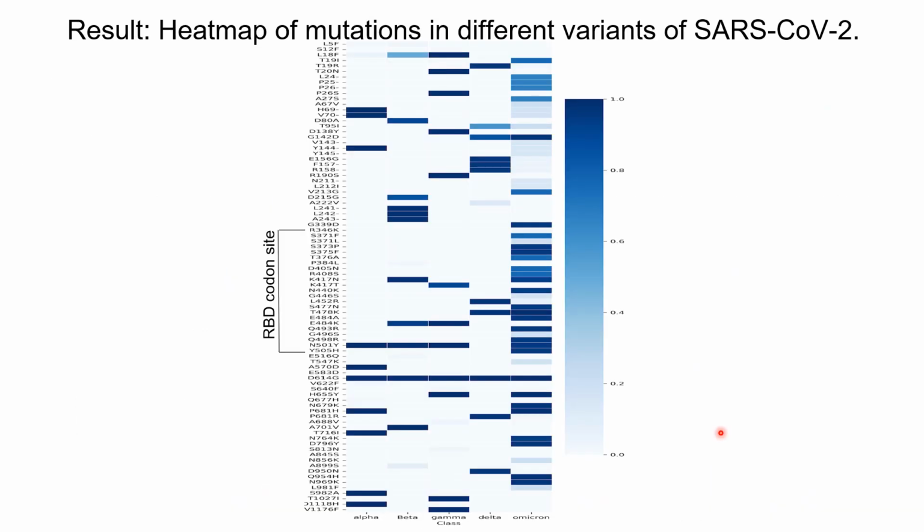So here is a heat map of mutation frequencies for different variants of SARS-CoV-2 plotted against the sites. On the x-axis we have the variants of concern and the y-axis represents the mutations. We can see that the hotspot mutation site like 614 is being picked out. Also we can see the large number of mutations in the Omicron, particularly in the RBD codon sites.